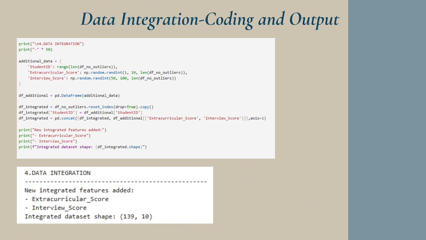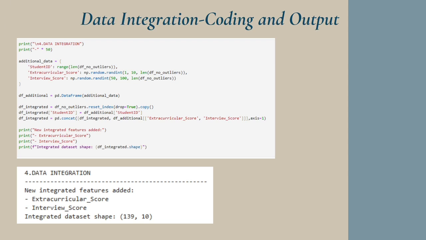So next, for df_additional equal to pd.DataFrame(additional_data), we convert this dictionary into a pandas data frame with 3 columns and 139 rows. The integration process is done in 3 steps. First step, reset_index(drop=True).copy(). It resets the index to organize the sequence 0, 1, 2, 3 and so on. Also, it creates an independent copy of the original data.